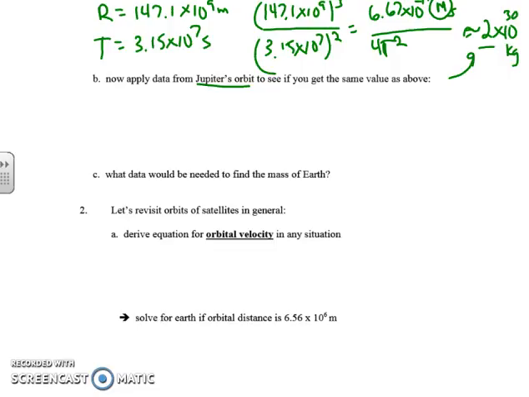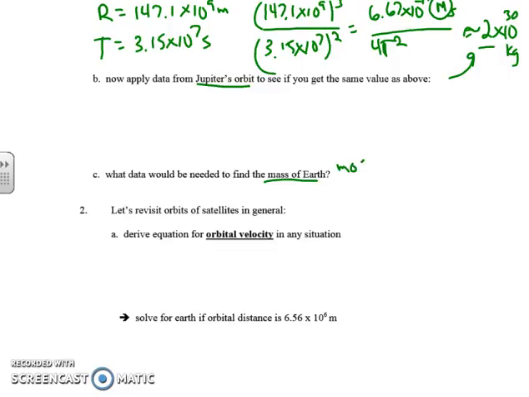So in question C is how do we find the mass of the Earth? Well, if you were to use Jupiter's data, you wouldn't get Jupiter's mass, you would get the mass of the sun. We use Earth's orbital data to get the mass of the sun. So when you have an object going around you, you can find your mass based on the orbital data of the things going around you. But what if I want to find the mass of the Earth? Well, it stands to reason I would need data of something orbiting the Earth. And the most likely thing to look at is going to be the moon.